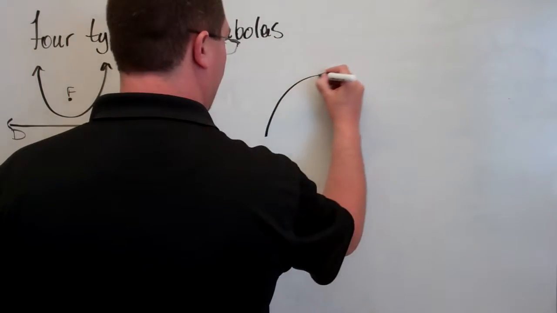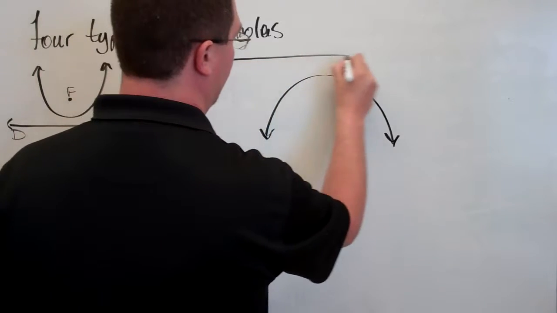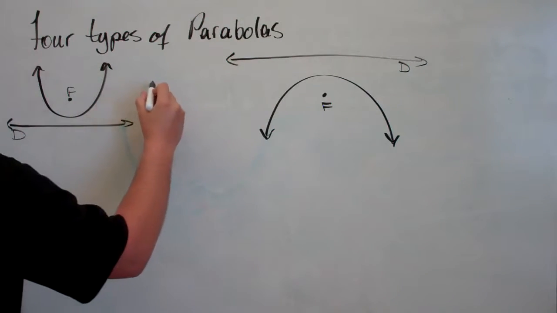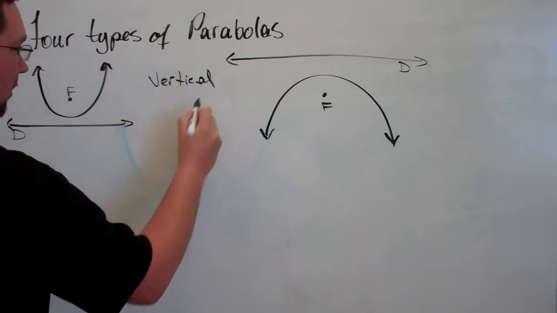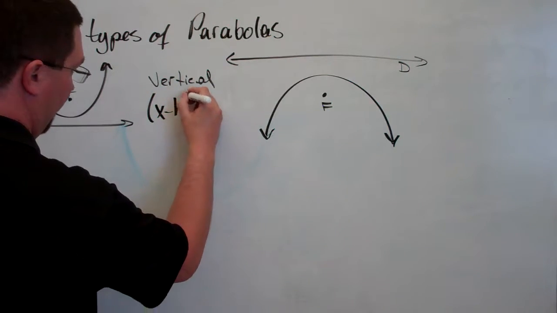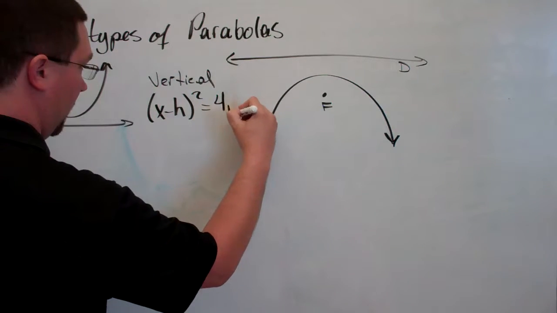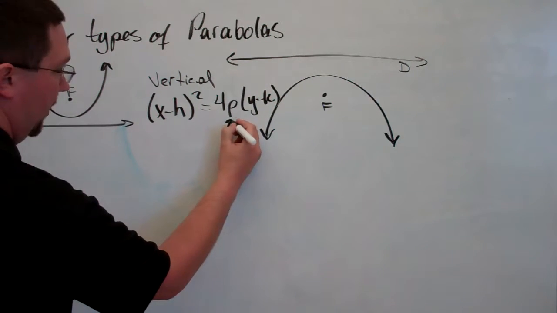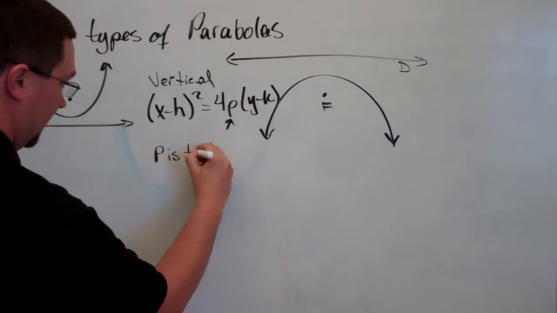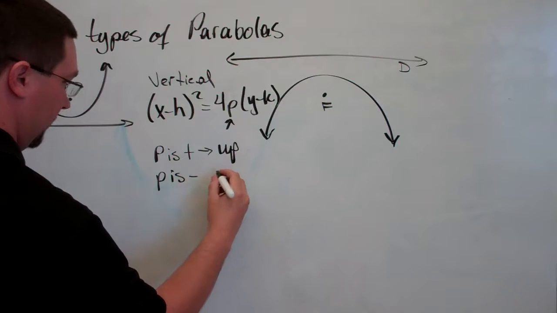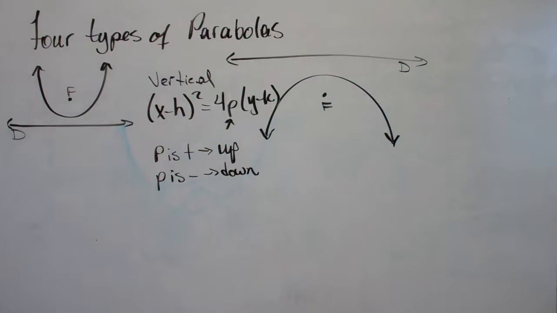You also have the one that opens down. Your directrix line will be above it. So this is your directrix line, and then your focus point will be in here somewhere. Those are called vertical parabolas. And your equation for them is (x minus h) squared equals 4p times (y minus k). Now, this p value right here: if p is positive, that means it opens up. If p is negative, that means it opens down. So positive, you open up. Negative, it opens down.